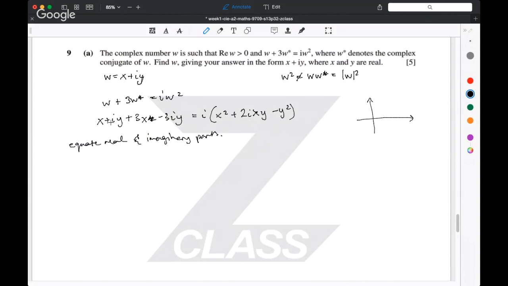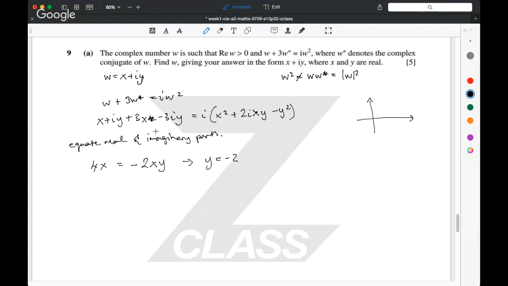Anyway, what's real on the left-hand side? Well, it's 4x. And this is equal to what's real on this side? Well, there's an i in front, so I needed to cancel with the other i. This is minus 2xy on the right-hand side. And these two things are equal. So y is equal to minus 2.